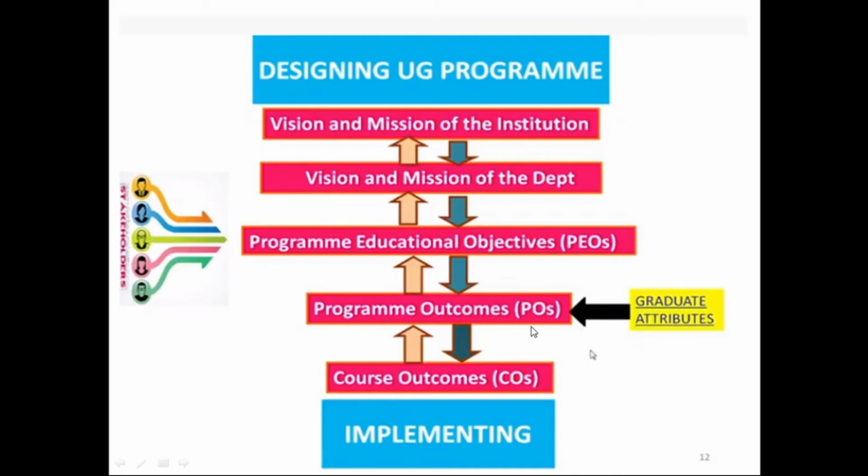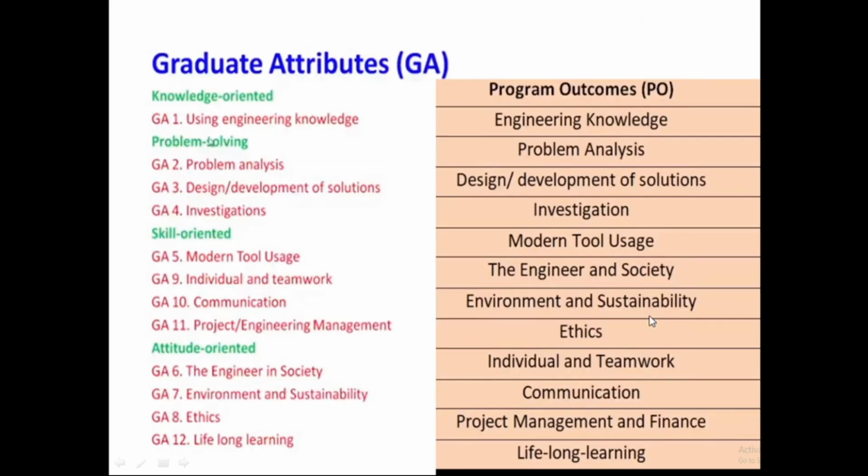Then we have program outcomes. Program outcome is defined by the NBA. These are the graduate attributes. They have 12 attributes. So here you can see engineering knowledge, problem analysis, design and development of solutions. Investigation comes under PO4. PO5 will be modern tool usage. 6 will be engineer and society. 7 will be environment and sustainability. 8 will be ethics. 9 will be individual and teamwork. 10th will be communication. 11th will be project management and finance. 12th will be lifelong learning.